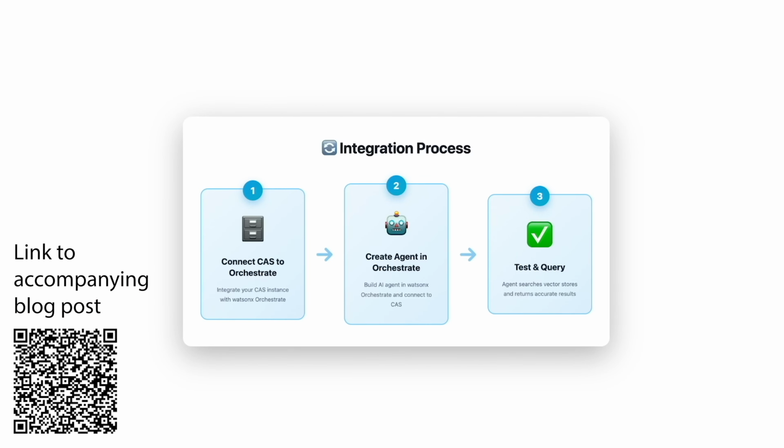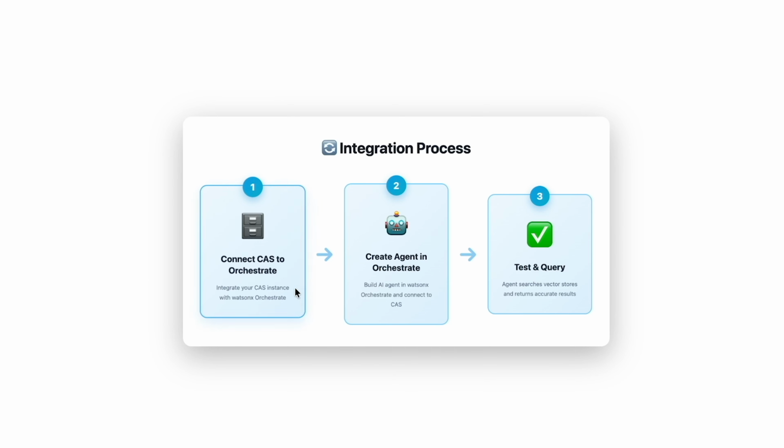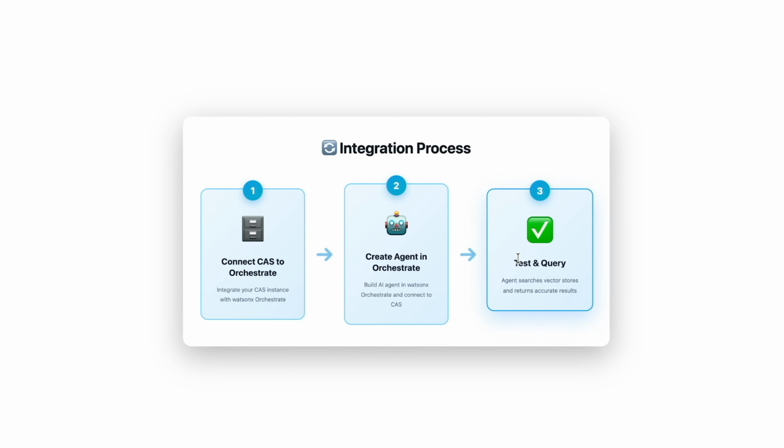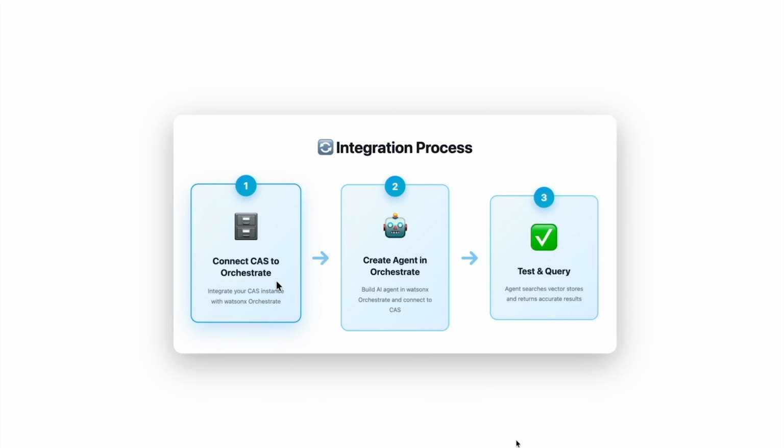Here is how it all works together on a high level. We integrate CAS into our Orchestrate instance using watsonx ADK as mentioned in the article. Then in Orchestrate, we create an AI agent and import these tools. The agent can then list vector stores, perform searches, and then return natural language answers. With that covered, let's dive in and see this working live.